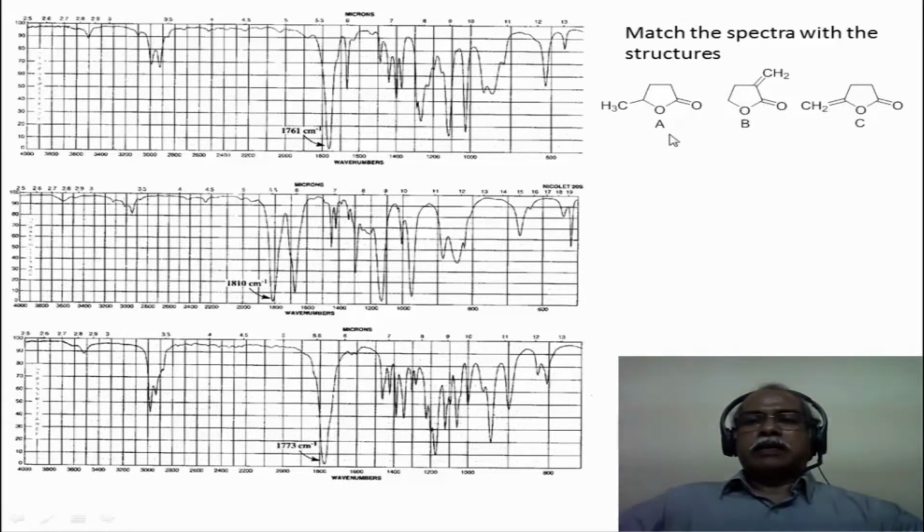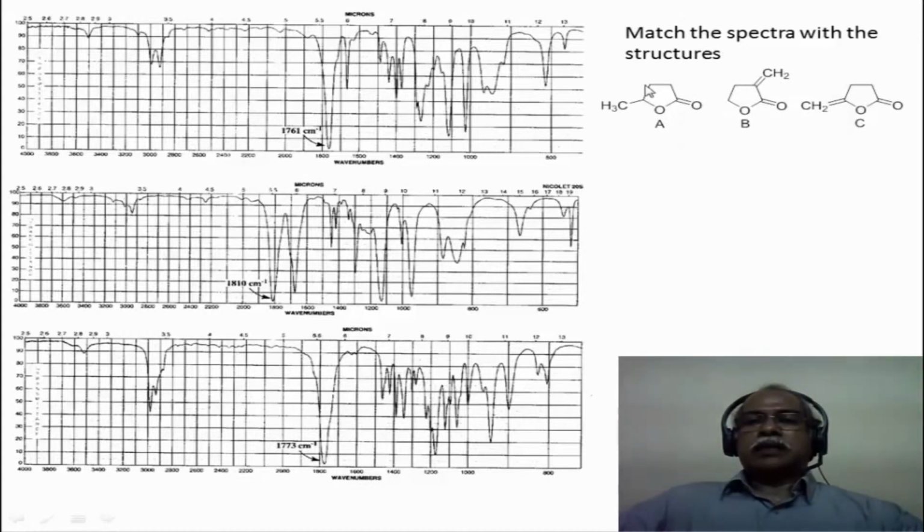Now, if you look at A, B, C, this is a saturated gamma lactone. This is an alpha beta unsaturated gamma lactone, and this is also an unsaturated lactone, except the unsaturation is in conjugation with the oxygen lone pair of the lactone rather than the carbonyl functional group. So, based on the discussion we had in the earlier module, this would have the highest carbonyl stretching frequency in the IR spectrum.